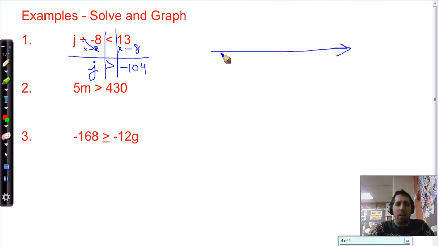So we're going to draw our inequality. We're going to graph it. We're focused on negative 104. We know that J is going to be greater than negative 104, but not equal to. So open bar or open circle. That's not a bar.